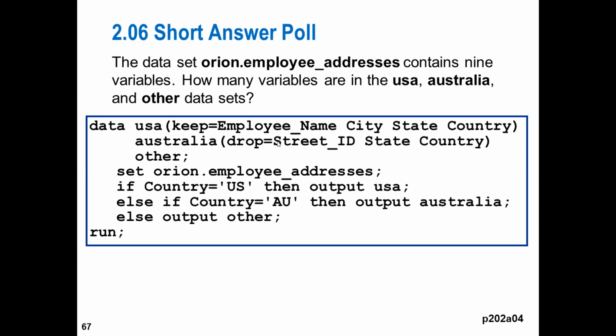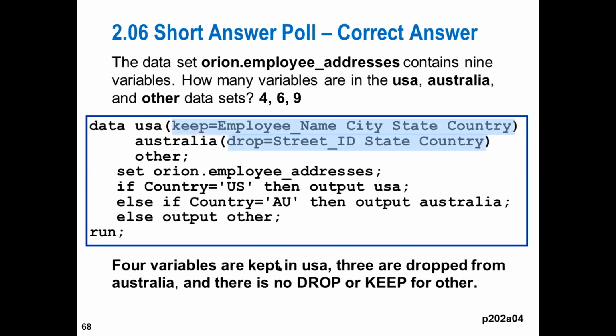So 6 will be there in Australia and others will be 9. Correct. So you're telling the first data set has 1, 2, 3, 4. Here you have 6, here you have 9. So 4 variables are kept in USA. Very true. 3 are dropped from Australia. So 6. Correct. And for other it's 9. So 4, 6, 9. Absolutely correct.